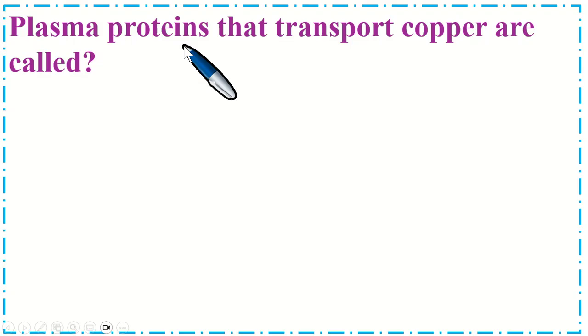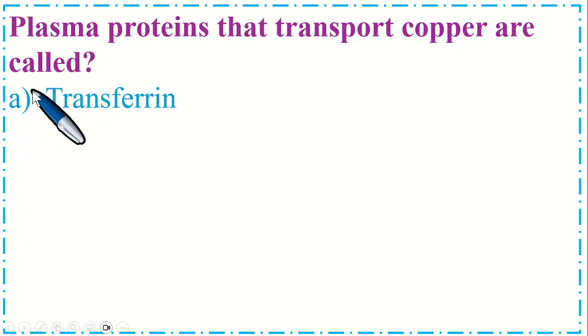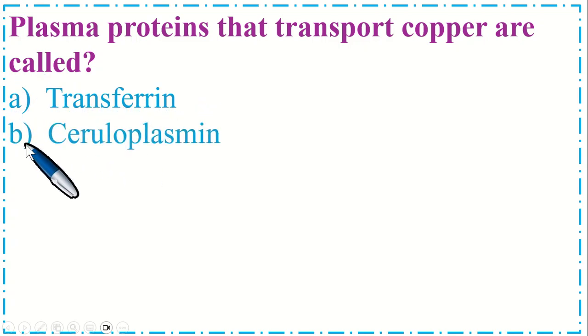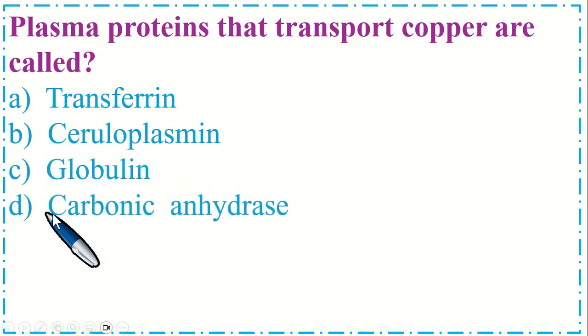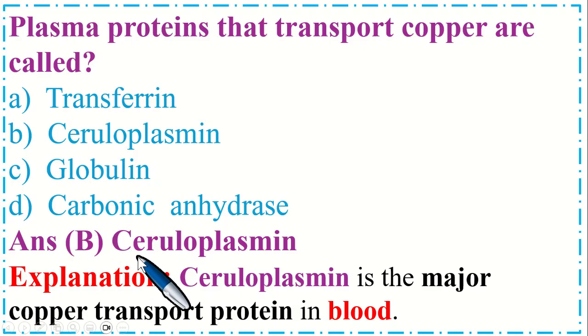Plasma proteins that transport copper are called option A, transferrin, B, ceruloplasmin, C, globulin, and option D, carbonic anhydrase. So the correct option is B, ceruloplasmin. Ceruloplasmin is the major copper transport protein in blood.